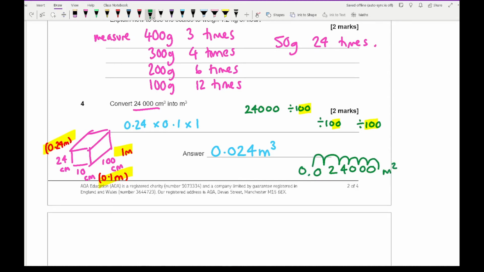And you can see how this is the same answer as what I'd have written in blue. So either of those would be absolutely fine. If you're questioning why I've got 100s, it's because we're looking at meters cubed. And again, the reason why we've got 100 is that to get from centimeters to meters, you divide by 100.